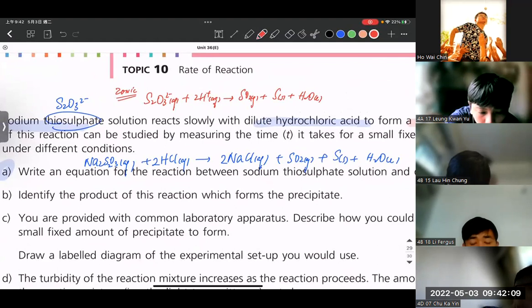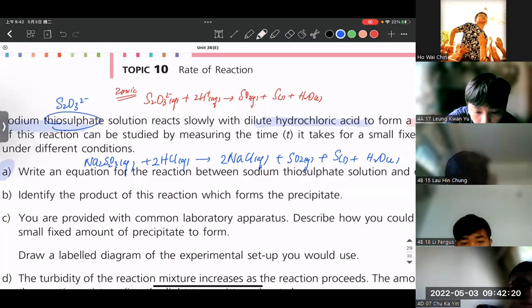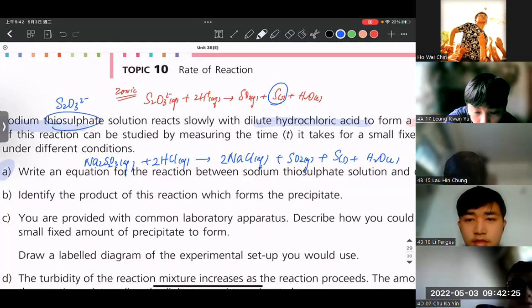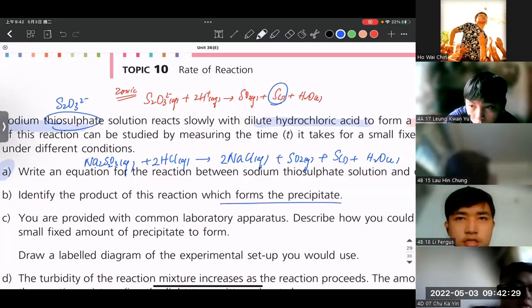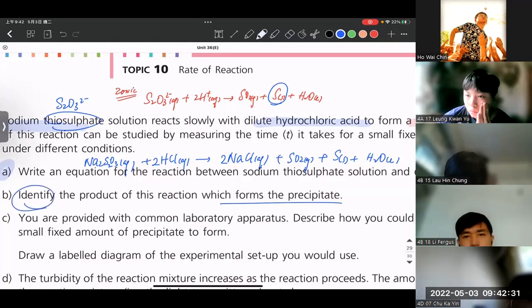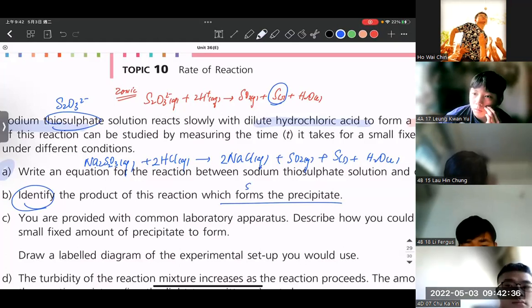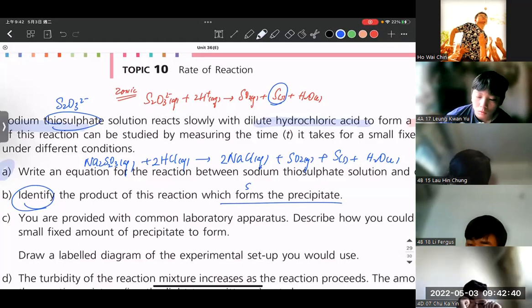So you may find it is mainly the chemical reaction between the thiosulfate ion and the hydrogen ion. Those two ions meet and collide together to form sulfur. You are going to keep track of how much sulfur is formed over time. So you may find which form of precipitate identifies the product. This is sulfur.